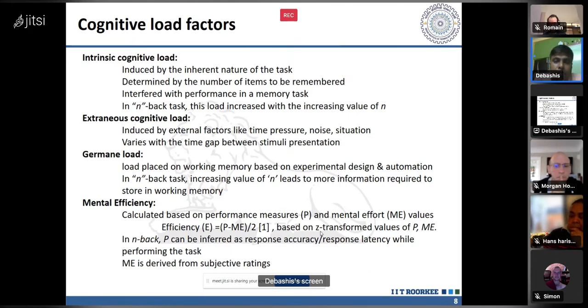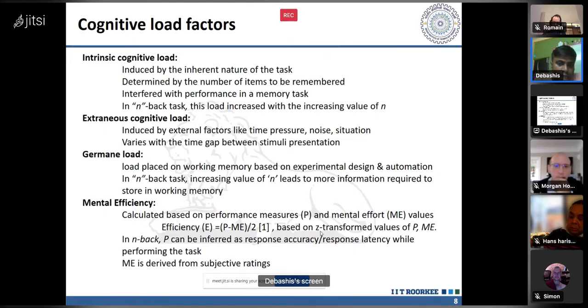So if you increase the value of N, that means the participant has to remember more letters or digits in his or her working memory. So that means the working memory capacity demand has increased and the workload also increases. Now this is based on the experimental design.